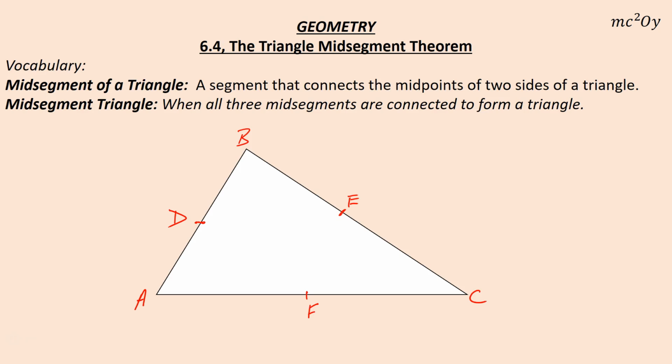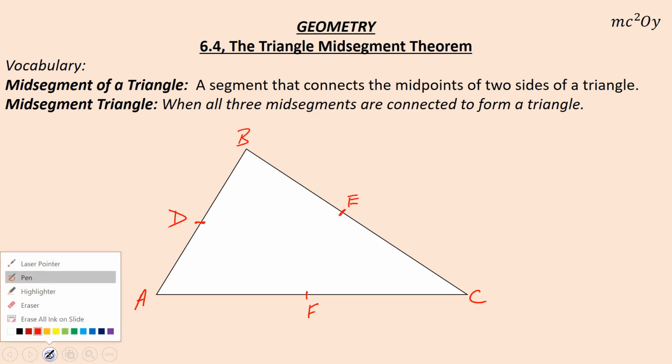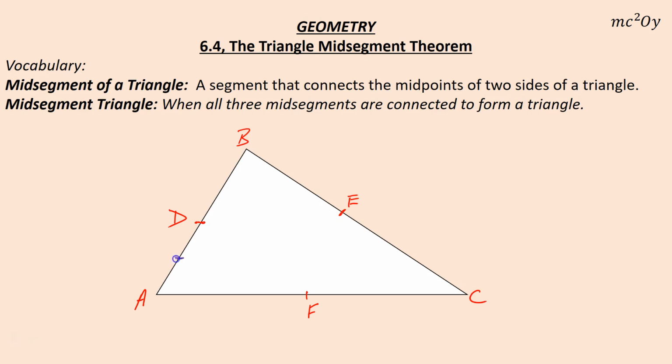Now based on those markings, what I know is that if that's the midpoint, then AD is congruent to BD. I would know that AF is congruent to CF, and I would know that BE is congruent to CE.